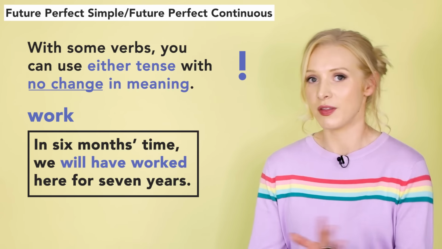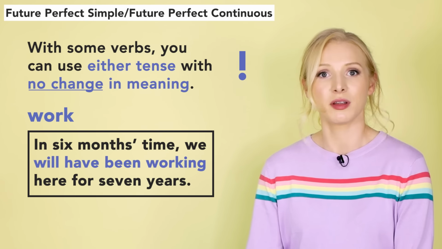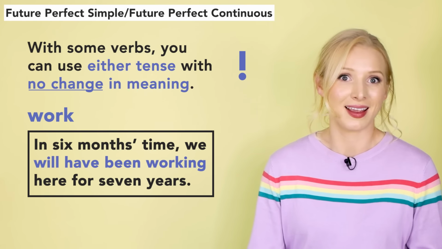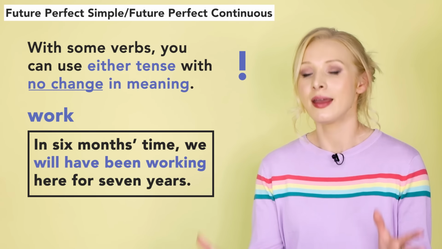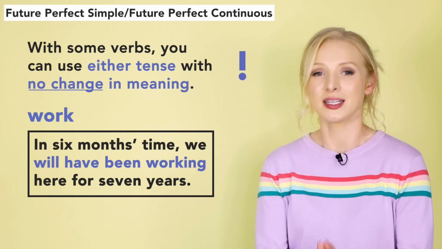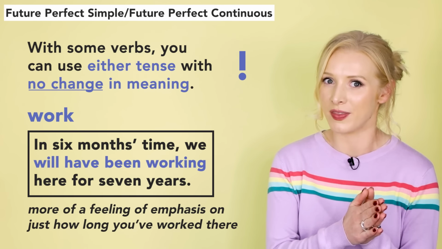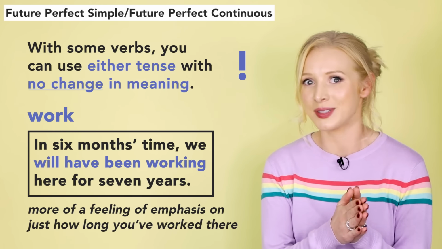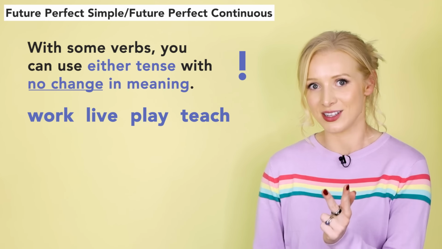Take a look. In 6 months' time, we will have worked here for 7 years. In 6 months' time, we will have been working here for 7 years. They mean pretty much the same thing. In the future perfect continuous, there is more of a feeling of emphasis on just how long you've worked there, but you really can use either. Other verbs like this include live, play, and teach.